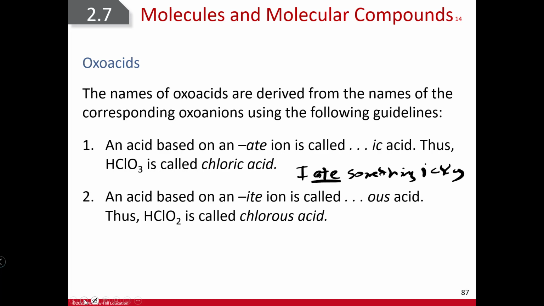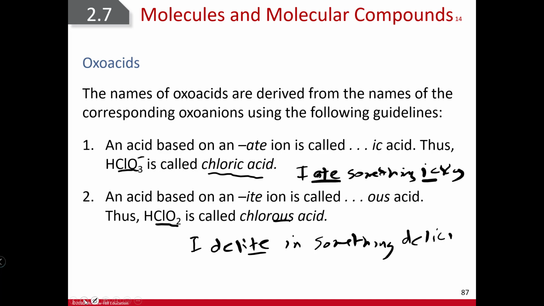If the polyatomic ion ends in ate, the acid ends in ic. So this is the chlorate ion, ClO3 negative. When we attach a hydrogen to it, it becomes chloric acid. Now this one, this is the chloride ion. Ide ions become hydro-ic acids, and the mnemonic for the ite ions is I delight, and I'm going to spell delight incorrectly. I delight in something delicious. That's the mnemonic to help me know that any polyatomic oxyion that ends in ite, the acid will end in ous. So that's just something to remember to help you get those down.